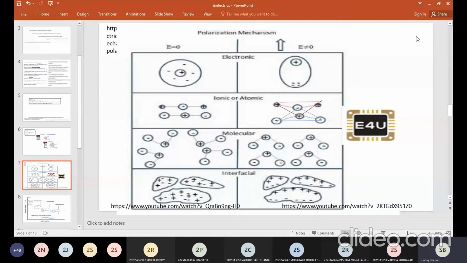So polarization takes place in four different ways. One is electronic displacement resulting in electronic polarization, and because of ionic displacement we call it ionic polarization, and because of molecules orienting themselves in the direction of the applied field we call it molecular orientational polarization. Whether you put molecular or not is acceptable, but what you call it is orientational polarization.